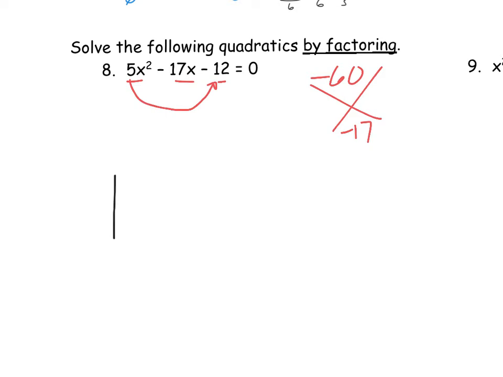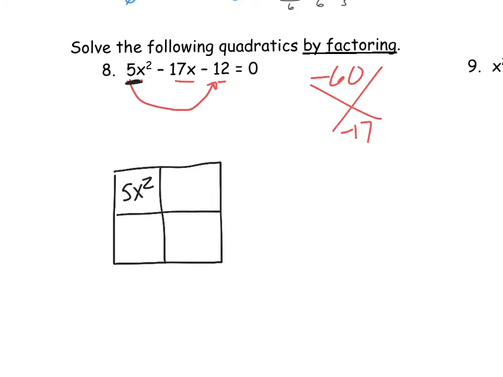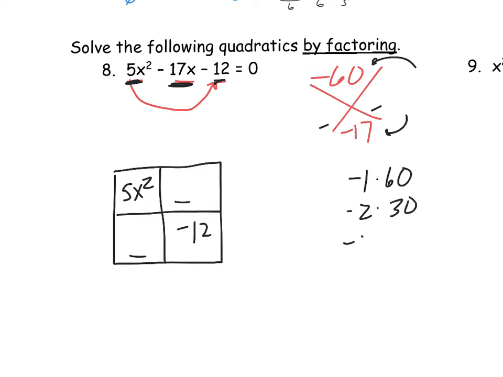In fact, I'll get my box started so you guys kind of know where we're going here. First I put in the 5x squared, and the last number is negative 12. Now these other two boxes are going to be what adds up to negative 17x, and that's where we're using this x right now to find the numbers that we'd multiply to get negative 60 but add up to negative 17. I'll start with negative 1 and 60. That adds up to 59. That doesn't work. Negative 2 and 30, 28, no. Negative 3 and 20, that's 17.